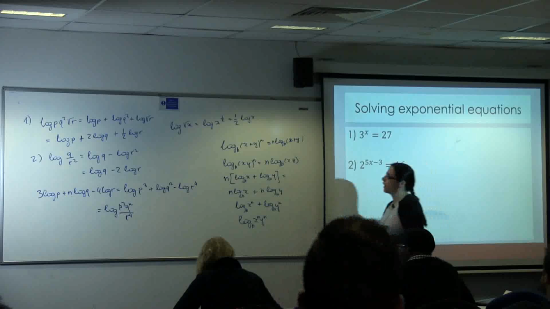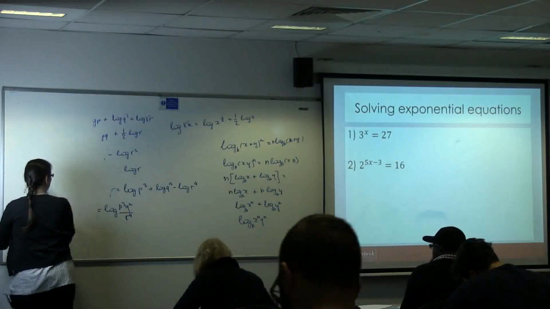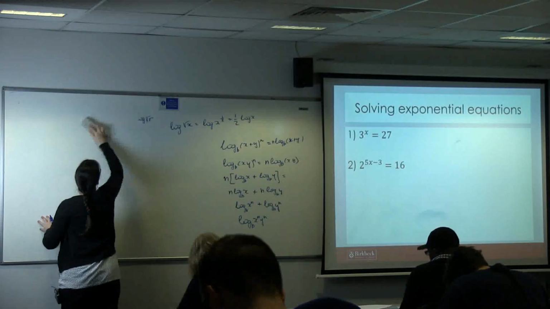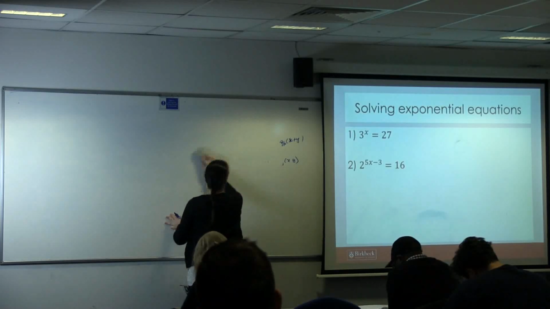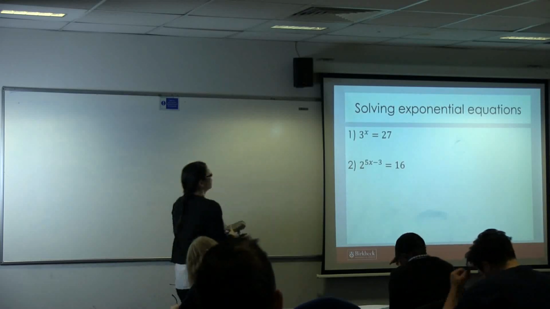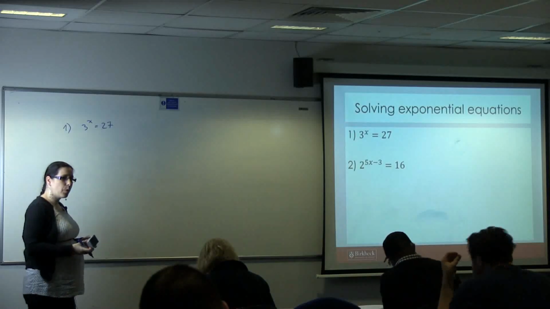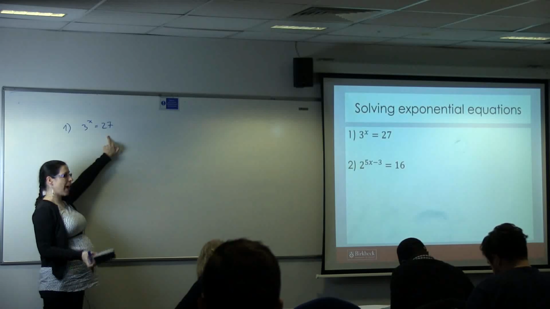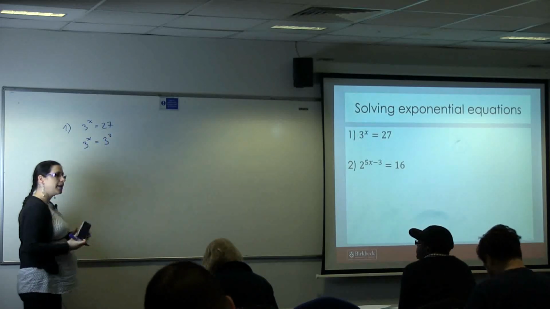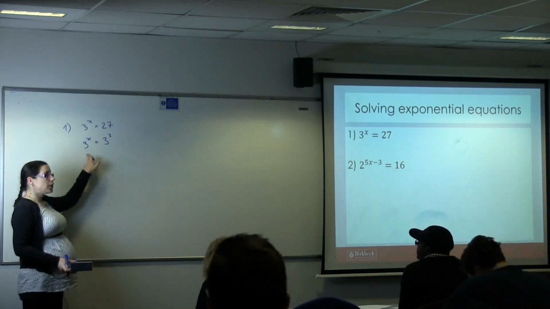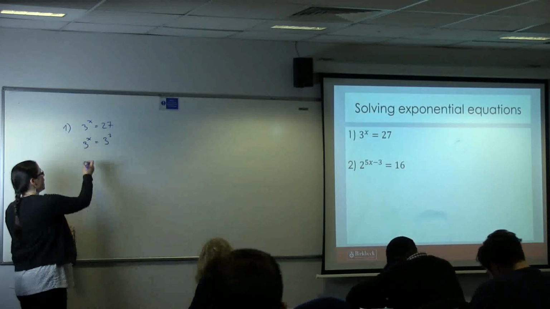Okay, solving exponential equations. Again, first I'm going to do very simple ones. So the first one, 3 to the x equals 27. Now the reason why this is very simple is because you can observe that 27 is a power of 3. So that can be rewritten as 3 to the x equals 3 to the power of 3. Now, on both sides of the equation, you have the same bases. That means the powers have to be equal too, otherwise the equation wouldn't be true. So it simply means x equals 3.